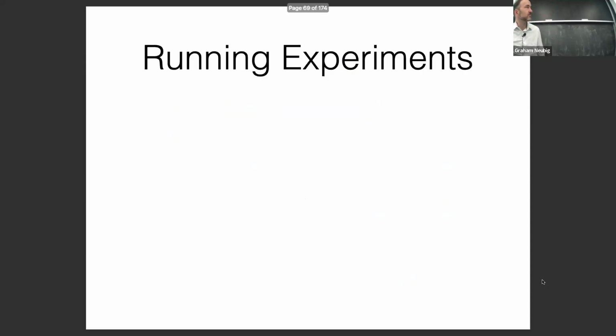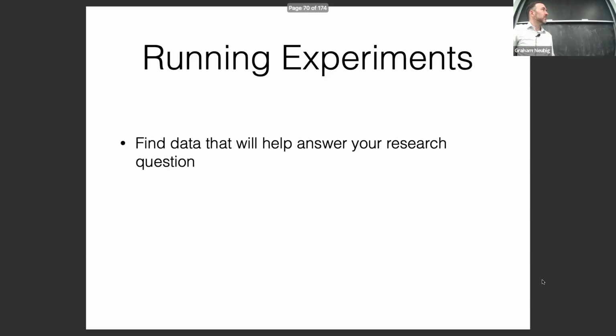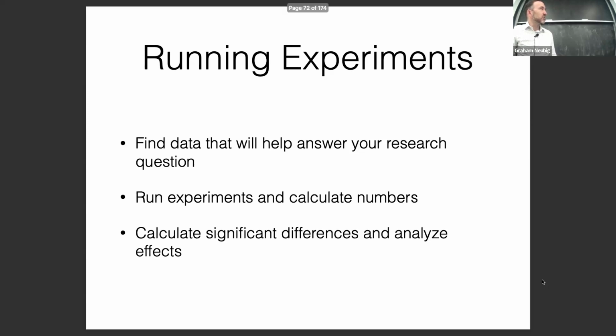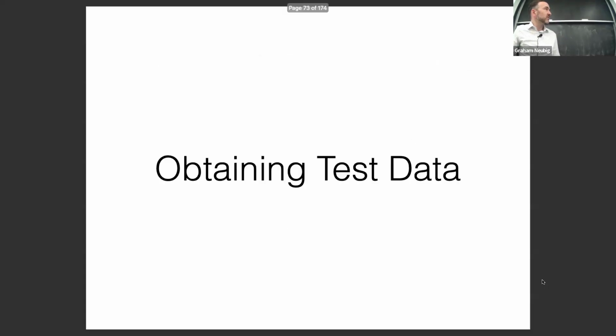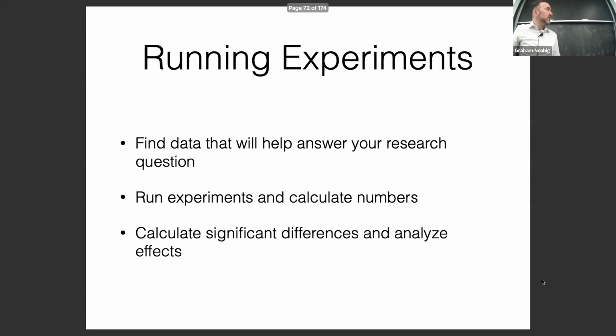Okay, sounds good. So the next thing is running experiments. In order to do this, you'll find data that will answer your research question, run experiments and calculate numbers, calculate significant differences and analyze effects. And so this is a basic pipeline that we want to follow.